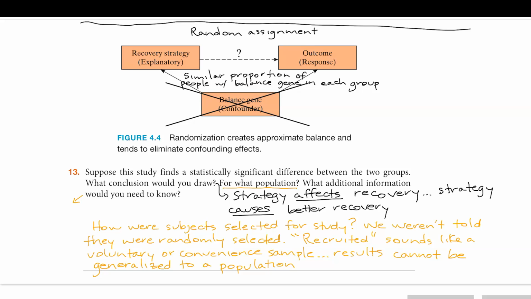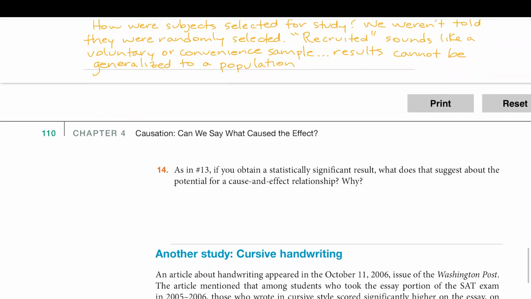So they ask, what additional information would you need to know? And that is, how were the subjects selected for the study? If we knew that they were randomly selected, then we could generalize our results to whatever population they were selected from, which again, that's not clear in this study either.